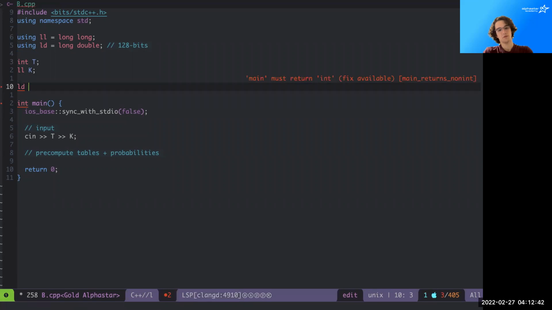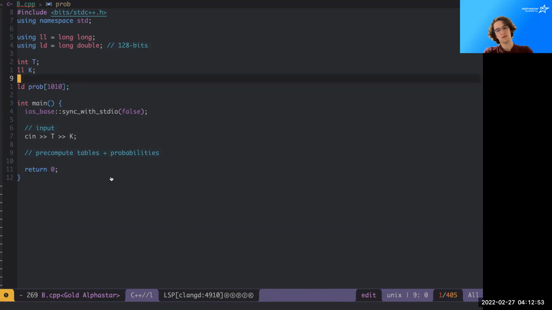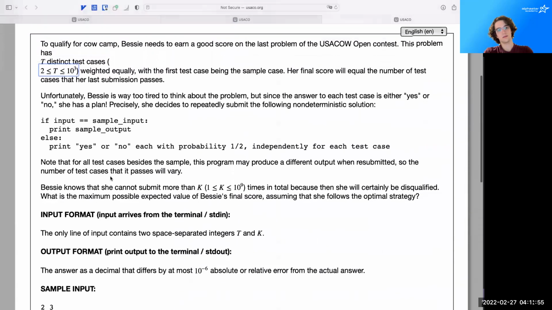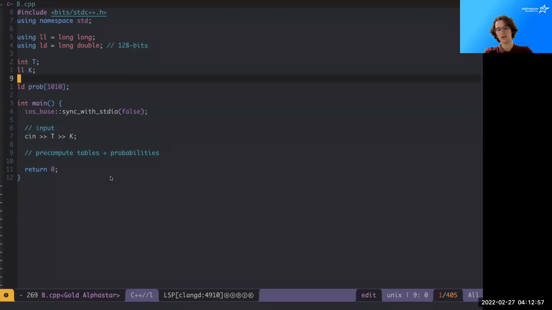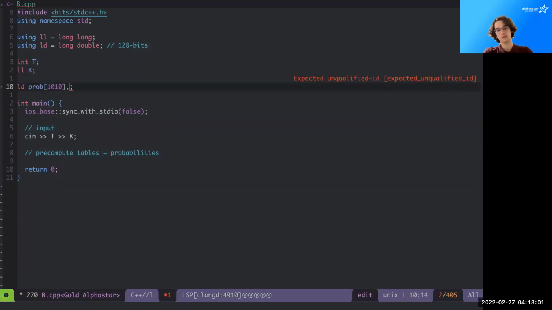So we need to compute the probability for the value of 10 to the 3 that we got. Yeah, t is not very large. You could definitely imagine t being larger, I think. Maybe there's another solution, but it's not bad.